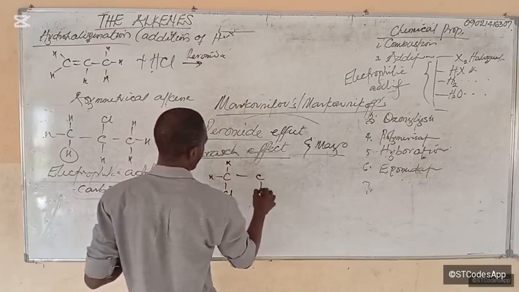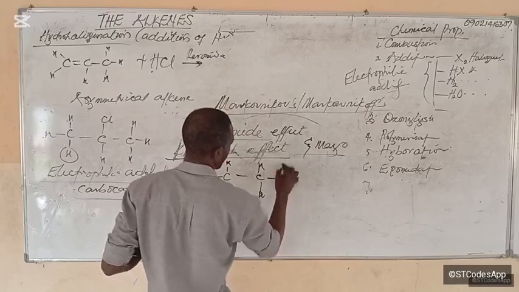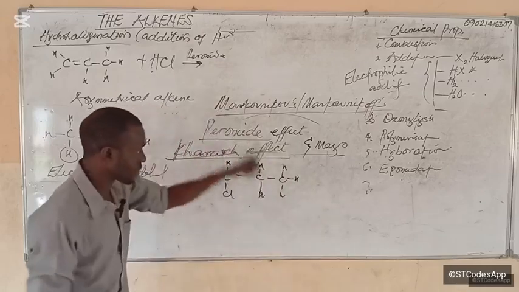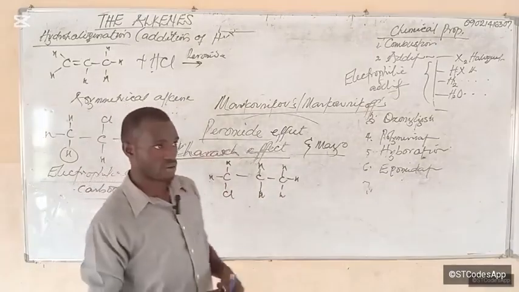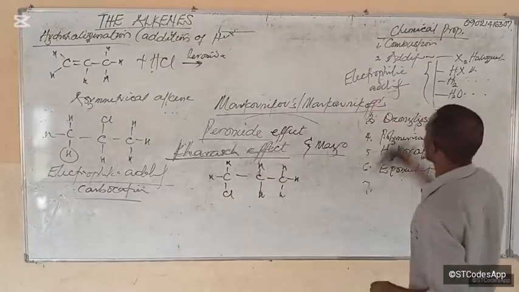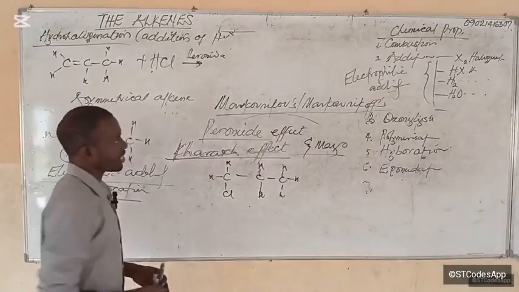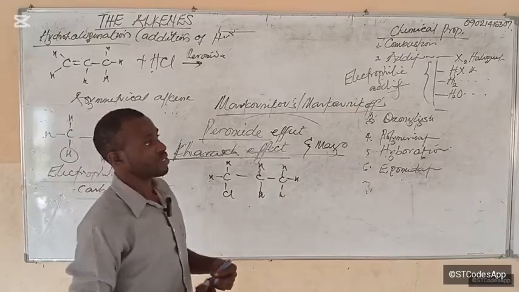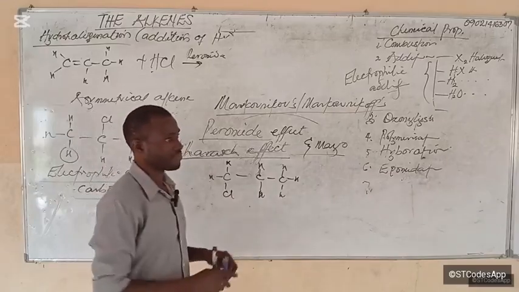CH3. So this will be the anti-Markovnikov product in the presence of what? A peroxide, also known as the Kharasch effect. So addition of hydrogen also takes place in the presence of this.